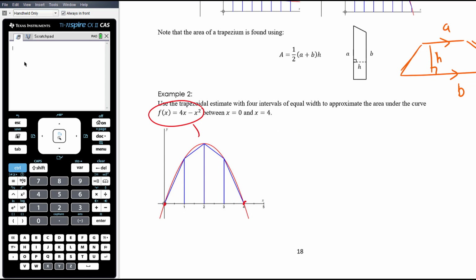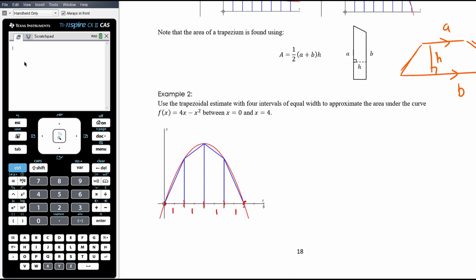So we want to approximate the area between 0 and 4, so we're literally trying to approximate the entire area under this parabola. And we're going to do that by dividing into 4 intervals of equal width. So that will mean each of them has a width of 1. And we're going to use the trapezoidal estimate. Now, even if the question doesn't provide you with a graph, the first thing you need to do is draw a graph.